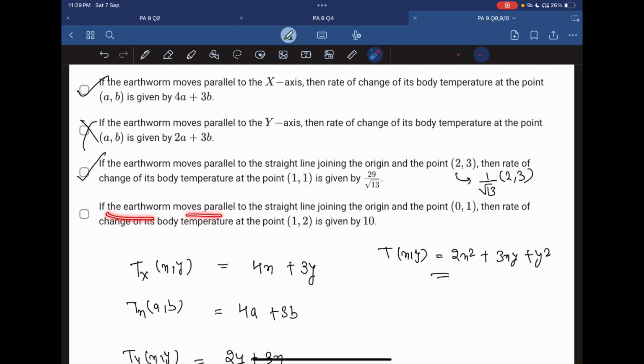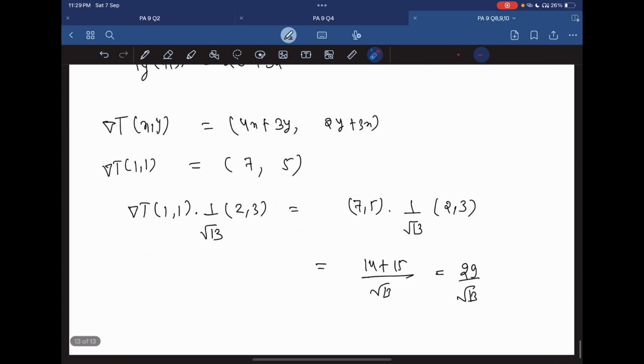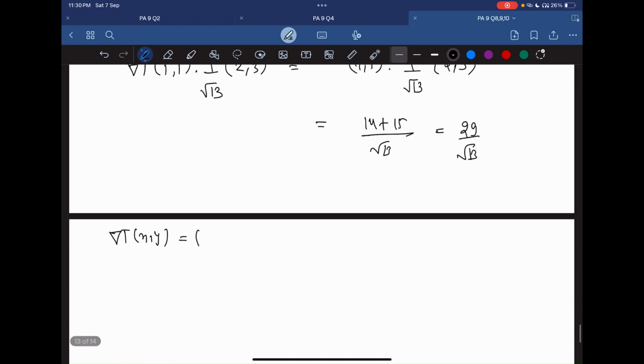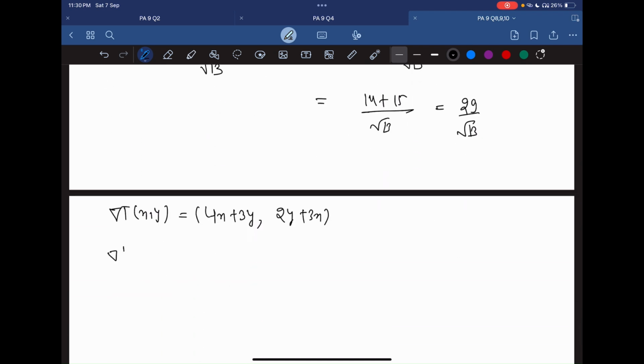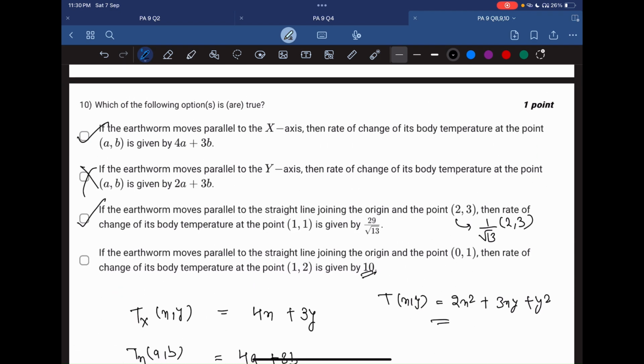Last option: if the earthworm moves parallel to the straight line joining the origin and the point 0 comma 1, then the rate of change of its body temperature at the point 1 comma 2 is given by 10. Same thing, we have to find the directional derivative in this direction. It is already a unit vector, so no need to convert. And the point is 1 comma 2. We already have the gradient, which was 4x plus 3y comma 2y plus 3x. At the point 1 comma 2, it would be 4 plus 6 comma 2 times 2 plus 3, that is 10 comma 7. Now if we take the dot product of 10 comma 7 with 0 comma 1, we will get 7. While it is given that it is 10, so it is a wrong option.